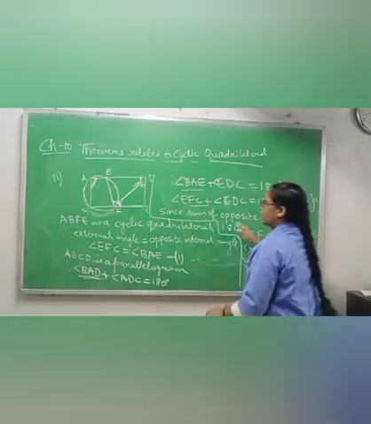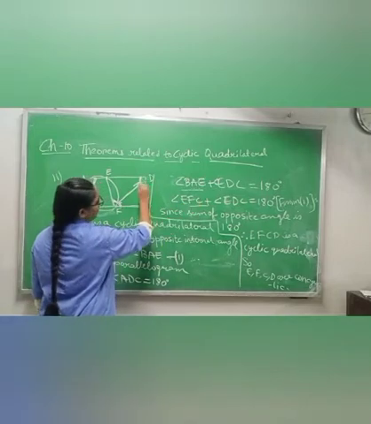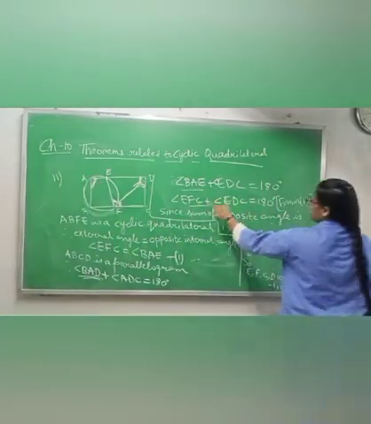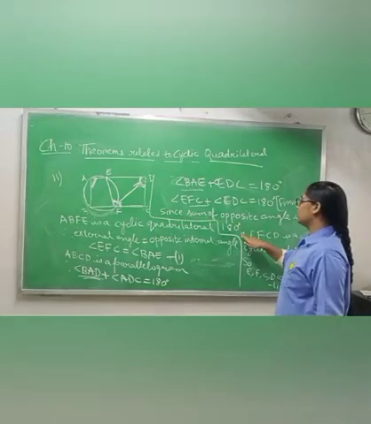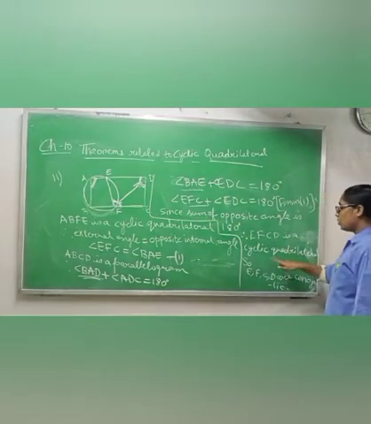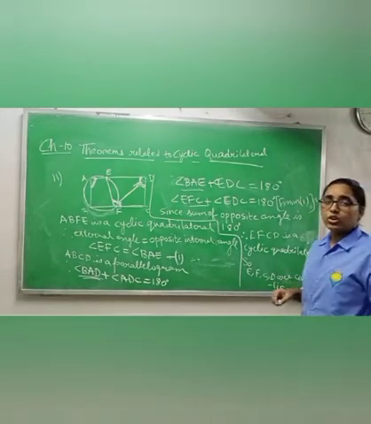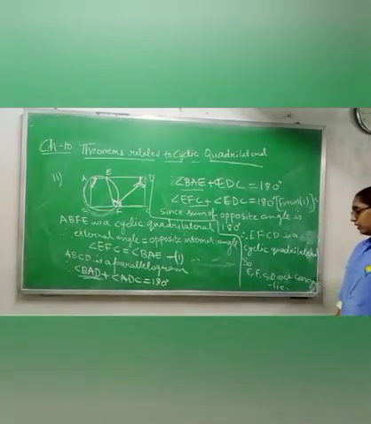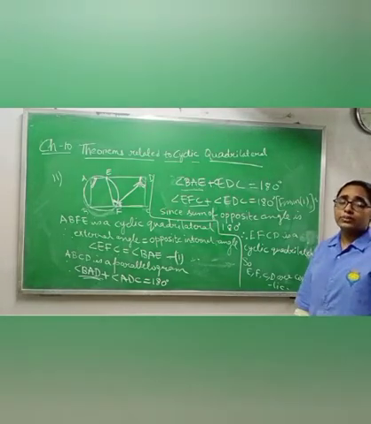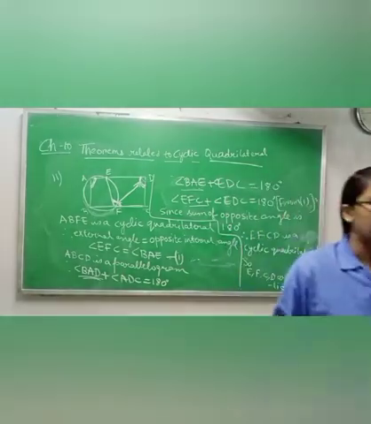Now in place of BAE from equation 1 we can write EFC, because BAE is equal to EFC. And we can see that this angle EFC and this angle EDC, the sum of these two angles is coming to 180 degrees. Since the sum of the opposite angles is 180 degrees, therefore EFCD is a cyclic quadrilateral, because we know the opposite angles of a cyclic quadrilateral will be 180 degrees. If this is cyclic, it means EFCD is also concyclic, because the concyclic definition is the set of points which lie on the same circle. Copy this one.